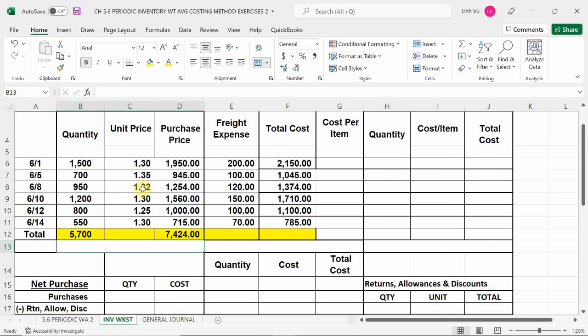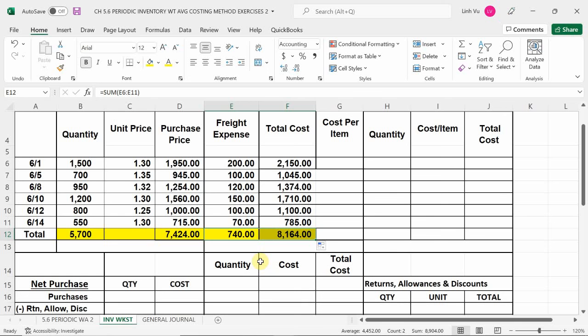right? $7,424 even. Right? How much was my total freight? $740, giving you a grand total cost of $8,164. Or if you did it this way, 7,424 plus 740 should get you the same exact answer as well.